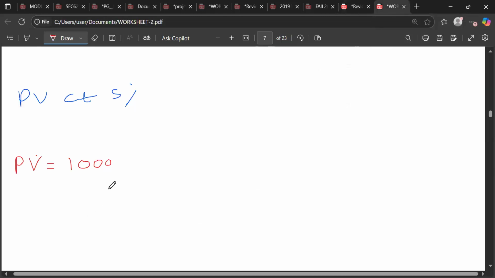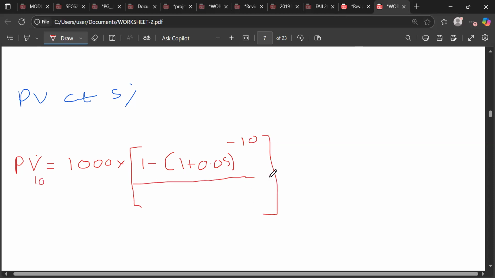So I'm saying 1,000 multiplied by 1 minus 1 plus the rate, which is 5%, now it's just 0.05, subject to the present value. So present value is moving backward in time, so negative t, which is negative 10 years, the first 10 years. So I'm saying PV 10, and all this over the rate, which is 0.05 here.